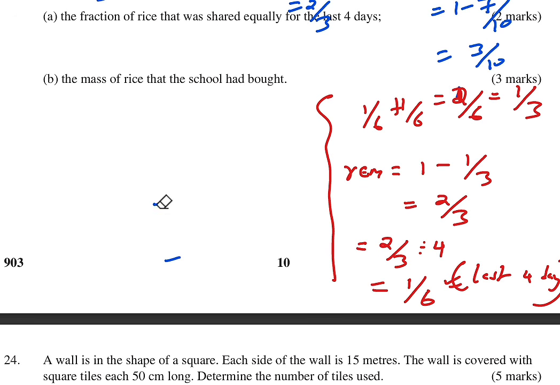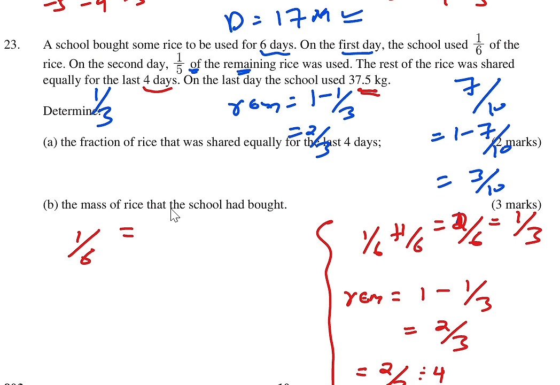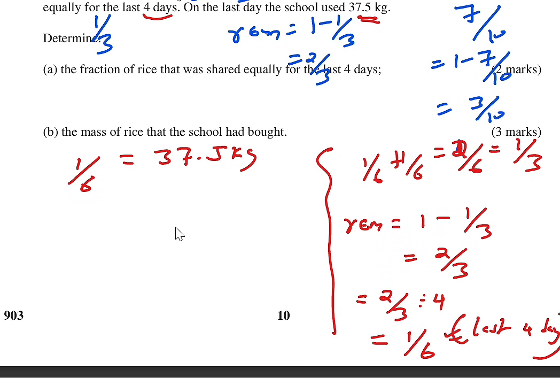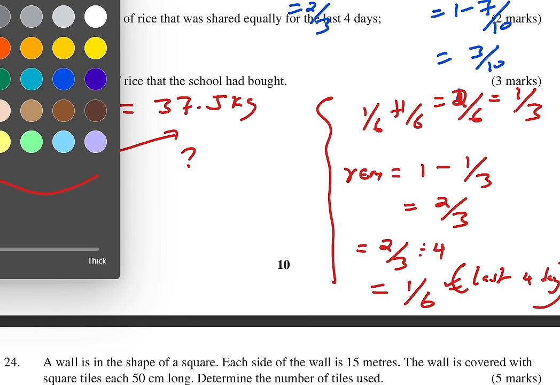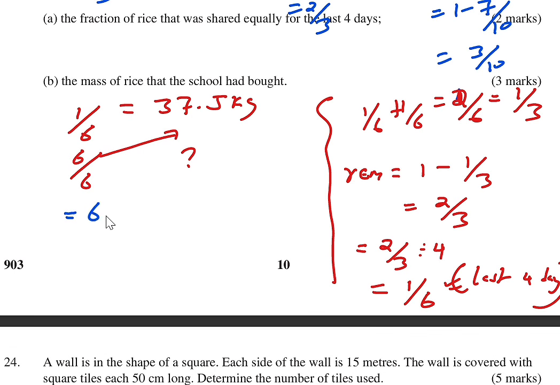So we do part B. For the last 4 days, each day was 1 over 6. So 1 over 6 is equivalent to the mass we have been given, which is 7.5 kilograms. What about the whole? The whole is 6 over 6. What will be the mass? We multiply this by this, and the one going down becomes a divide. So it will be 6 over 6 multiplied by 7.5.